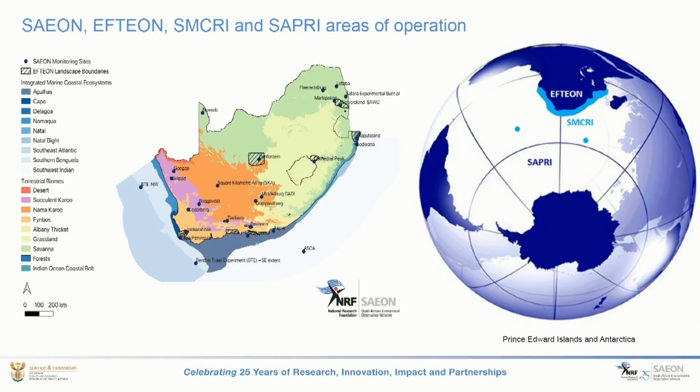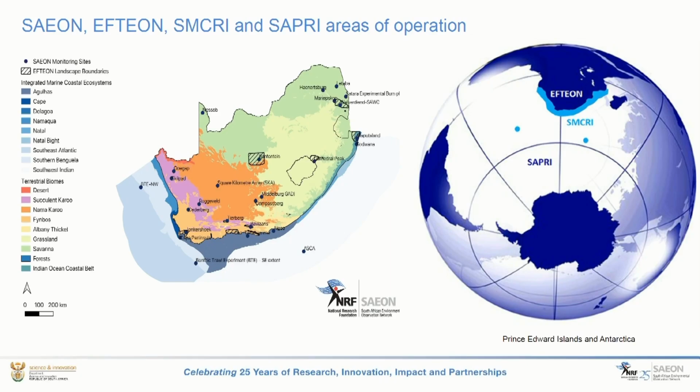This just shows the areas of operation of SAEON and all its research infrastructures. So we've got 3 additional research infrastructures, namely EFTEON, SMCRI, and SAPRI. EFTEON is the Expanded Freshwater and Terrestrial Environmental Observation Network. SMCRI is the Shallow Marine and Coastal Research Infrastructure, and SAPRI is the South African Polar Research Infrastructure.